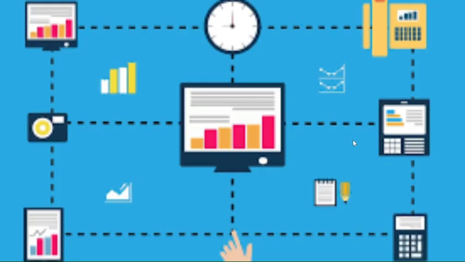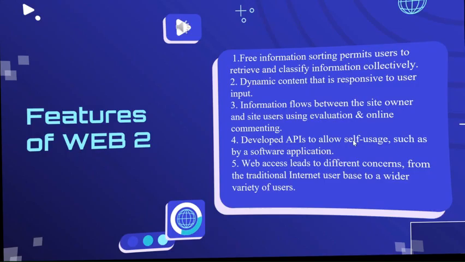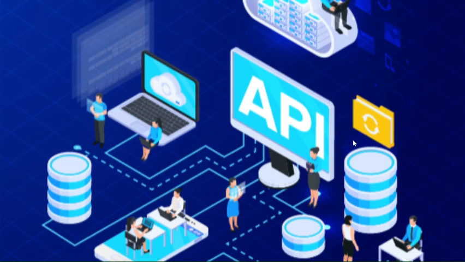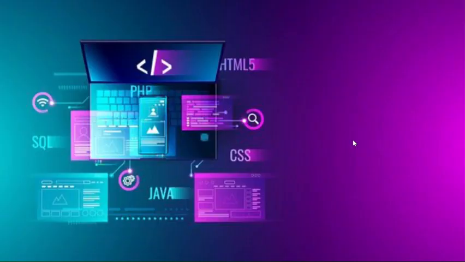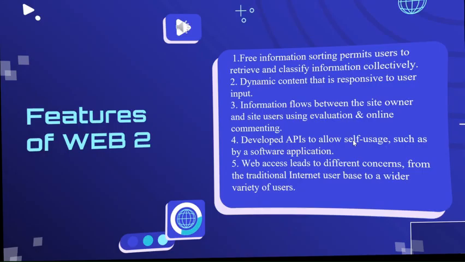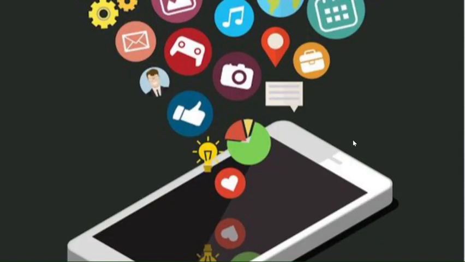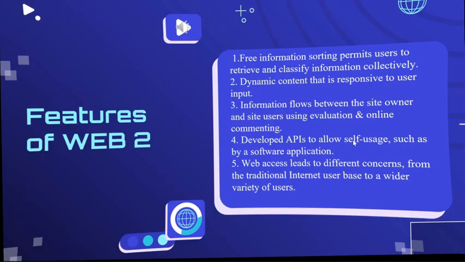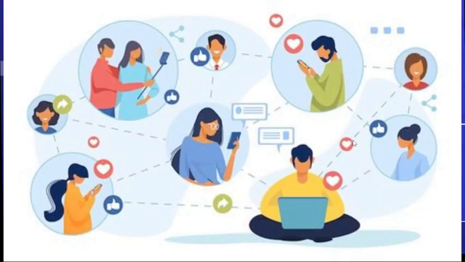Number 3, there's information flow between the site owner and the site users using evaluation and online commenting. Number 4, there are developed APIs to allow self-usage, such as by software applications. And number 5, there is web access that leads to different concerns, from the traditional internet user base to a wider variety of users.